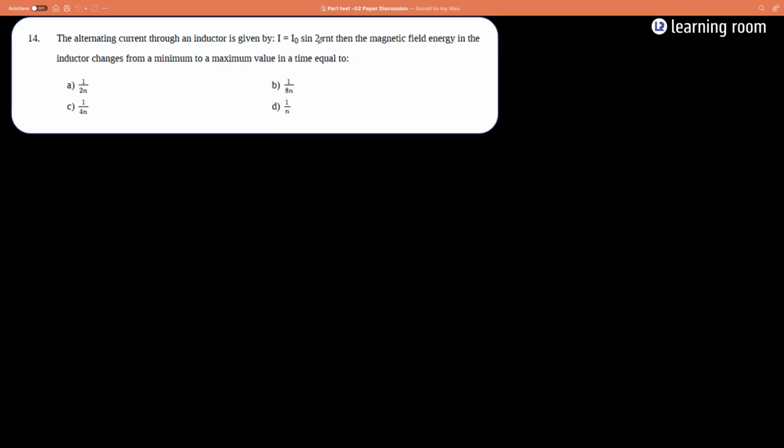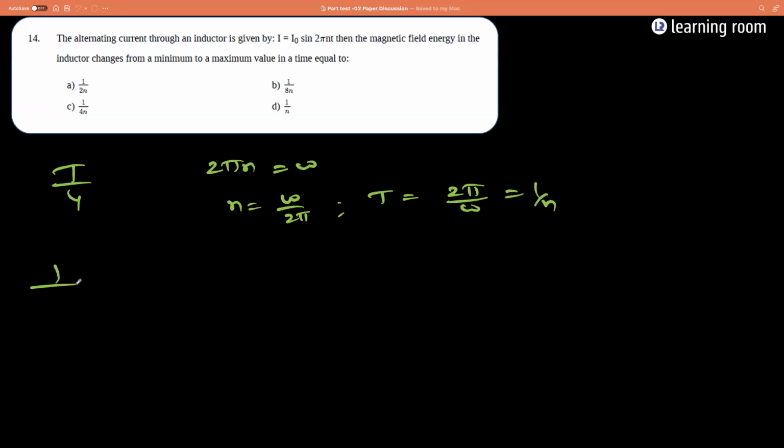The alternating current through an inductor is given as I is equal to I naught into sine of 2 pi n into t. Then the magnetic field energy of the inductor changes from minimum to maximum value in a time equal to? So how much time does it take for the energy to change from 0 to maximum? It takes 1/4 of the total time period. Right. So 2 pi into n is equal to omega. So n is equal to omega divided by 2 pi. Then what will be T? T will be 2 pi by omega. Right. T will be 1 by n. So what will T by 4 be? Because all the options are in terms of n, the answer will be 1 by 4n.